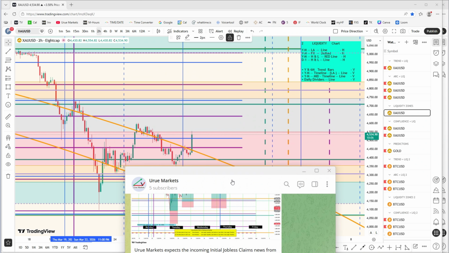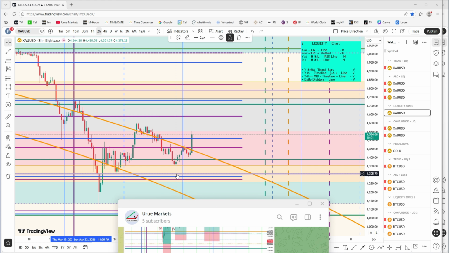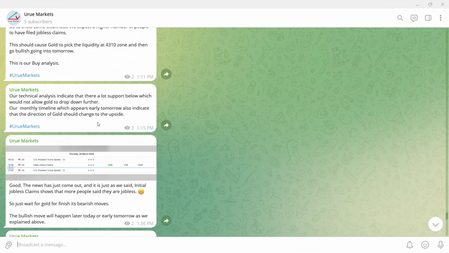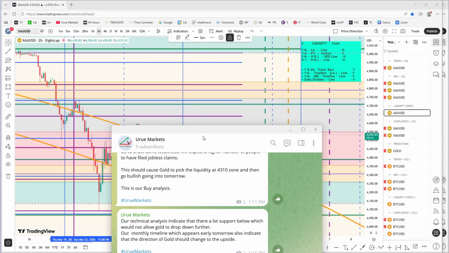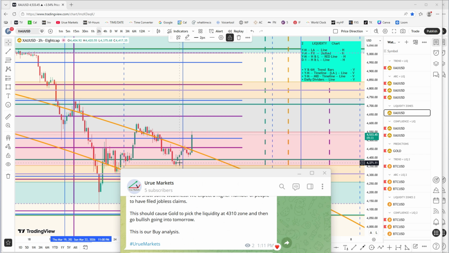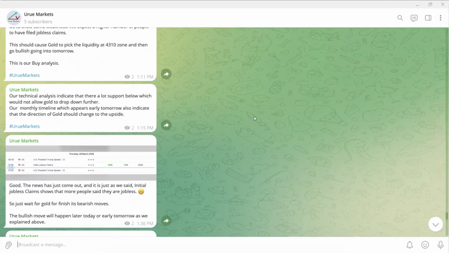Are you not seeing that happening right here? Did we not say that it should pick the liquidity? We actually expected that it would drop into this zone, but it came in here a little shy of this and then went up, bullish, as we said. This was before the news came out. And our technical analysis indicated that there is a lot of support below, which would not allow gold to drop down further. That was what we said yesterday. Look at this. This zone will not allow gold to drop down further. And you're seeing it happening. This is prophetic.